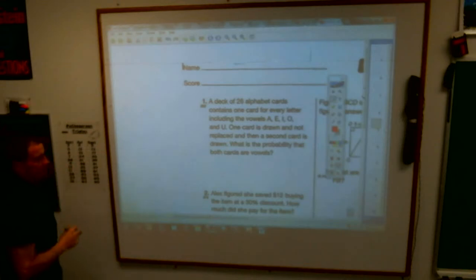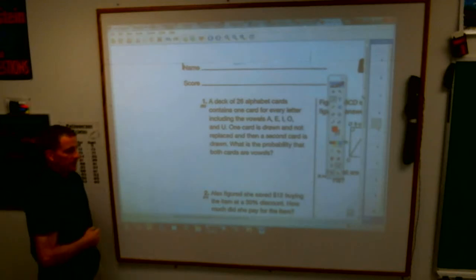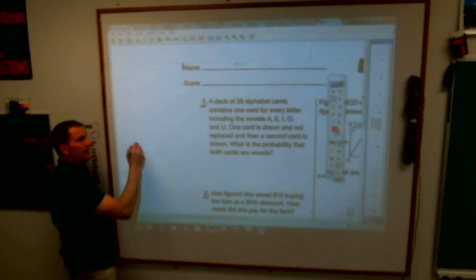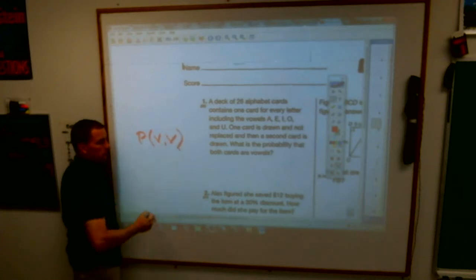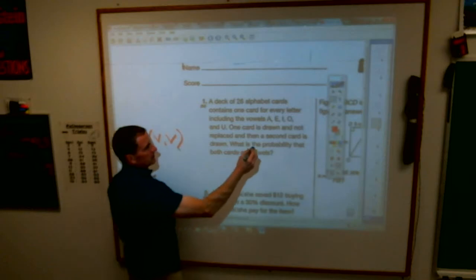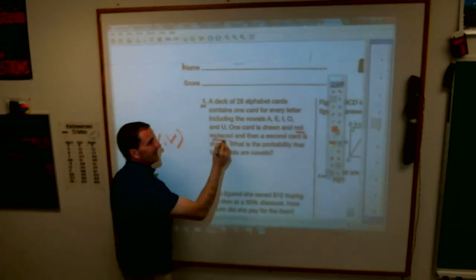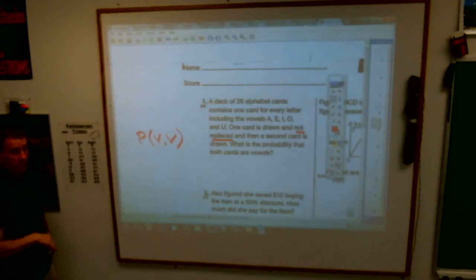A deck of 26 alphabet cards contains one card for every letter, including the vowels A, E, I, O, and U. One card is drawn, not replaced, then a second card is drawn. What's the probability both cards are vowels? Probability of getting a vowel and a vowel, two vowels back to back. And one of the key things to look for is it says the card was not put back after you drew it. So your probabilities change between the two.